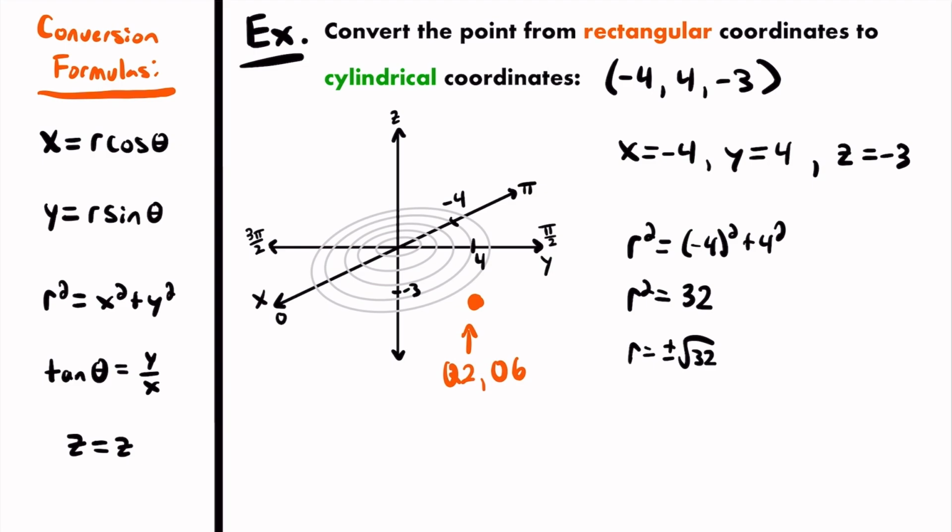All right, now if you simplify that, r would also be equal to plus or minus 4 square roots of 2, right? 32 has a factor that is a perfect square, that being 16. So you'd have 16 times 2 underneath the radical, but then the square root of 16 is 4. So you just have 4 square roots of 2. All right, but then for the angle, we'll have tangent theta is equal to y divided by x. And so tangent theta is equal to 4 divided by -4, which is -1.